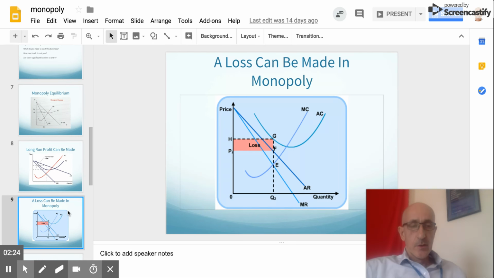But it is possible as well that the firm could make a loss in monopoly, and we would just draw that with the average cost curve above the demand and average revenue curve. So in this particular situation, the firm is making a loss equal to this red shaded area here.